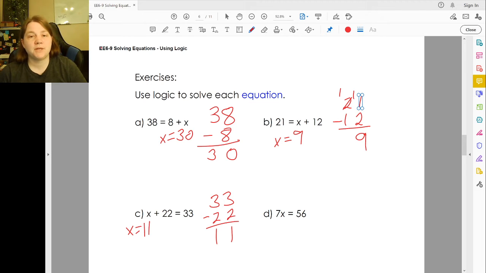Now we have a multiplication problem. 7 groups of x make 56. Well, if I have 56 and I want to divide it into 7 groups, I could go ahead and draw out 56 dots, or I could know that 7 times 8 is 56, or 56 divided by 7 is 8. So x equals 8.